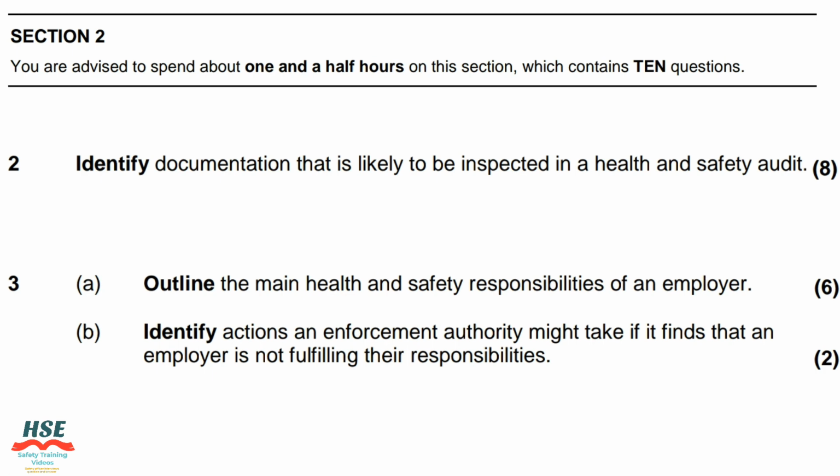Section 2. You are advised to spend about 1.5 hours on this section, which contains 10 questions. 1. Identify documentation that is likely to be inspected in a health and safety audit. 8 marks question. 3a. Outline the main health and safety responsibilities of an employer. 6 marks question. B. Identify actions an enforcement authority might take if it finds that an employer is not fulfilling their responsibilities. 2 marks question.